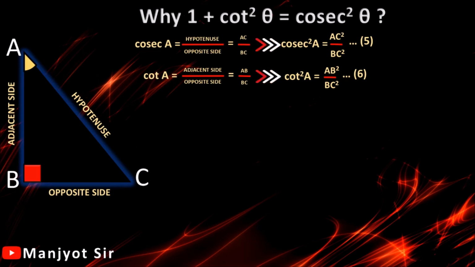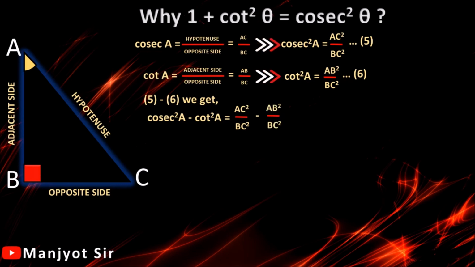Now remember that trick which we used in the last proof. Whenever we have 1 on the left hand side, we'll not add these two equations, we'll subtract 5 and 6, since 1 is on the left hand side of the identity. So we'll get cosec square A minus cot square A is equal to AC square upon BC square minus AB square upon BC square. Now again, if you observe, the denominators are the same, so we'll write it together. In the denominator it will be BC square, and in the numerator it is AC square minus AB square. Now again, AC and AB are sides of this right angle triangle ABC, so we'll again apply Pythagoras.